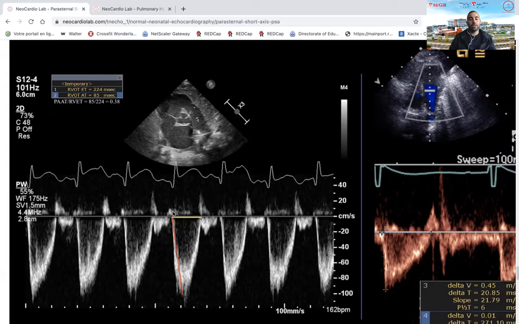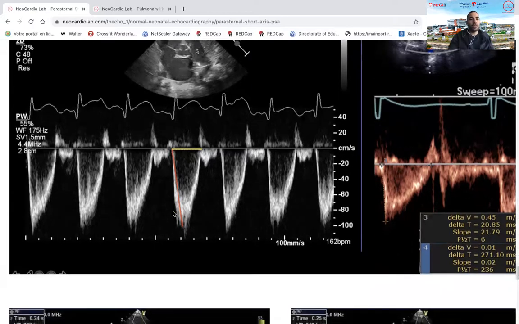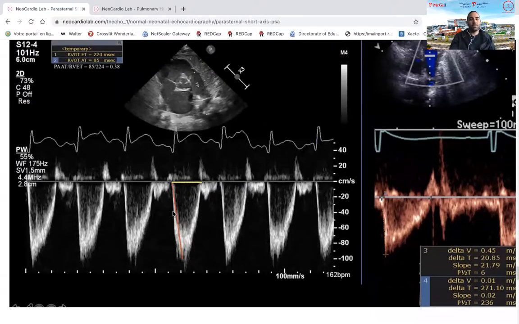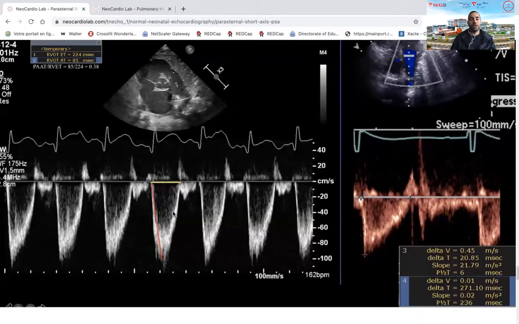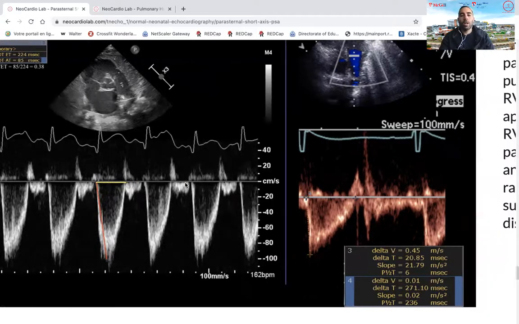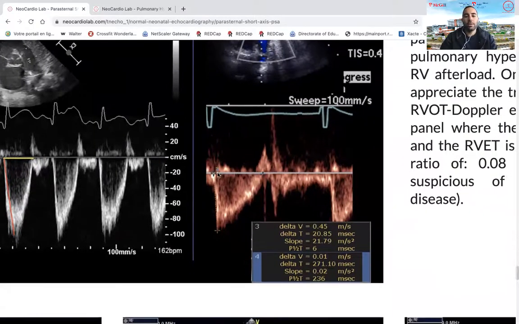pulmonary arterial acceleration time to RV ejection time, which has been a measure that has been associated with increased RV afterload. So typically newborns with very low pulmonary vascular resistances, or low RV outflow tract afterload, will have this very U-shape appearance of their velocity Doppler because there is no obstruction of flow, while patients with increased PVR will have a tendency to have more of this triangular type of Doppler profile.